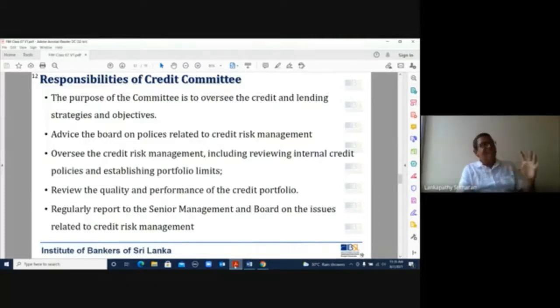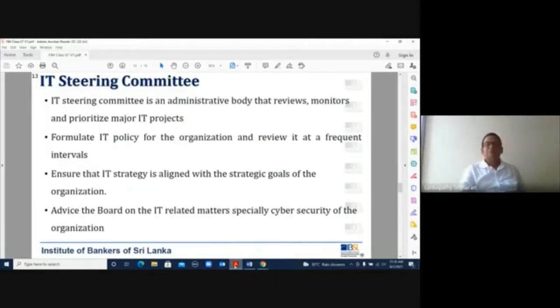Once they have granted credit, they have to see whether the portfolio is of quality, and whether there is any concentration risk or any unforeseen risk involved with it. They have to review the quality and performance of the credit portfolio. And regular reporting to the senior management and board on issues related to credit risk management is the responsibility of the credit committee.